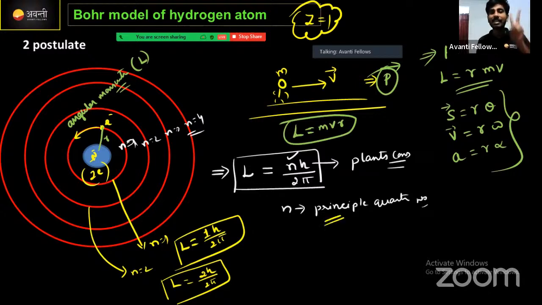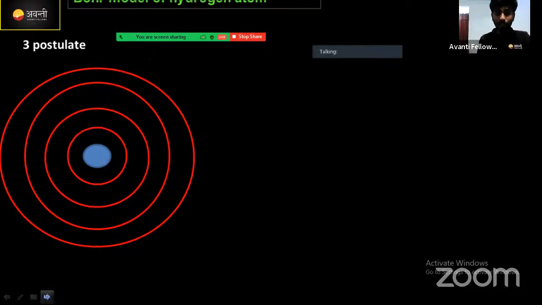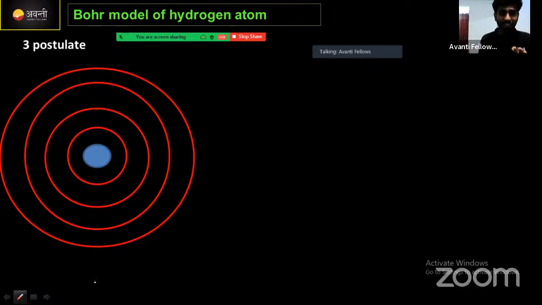This is the second postulate. Guys, whatever postulates are given by Bohr, we are going to prove each and every one. Keep that in your mind. This is the second postulate. Now let's jump to the third postulate.